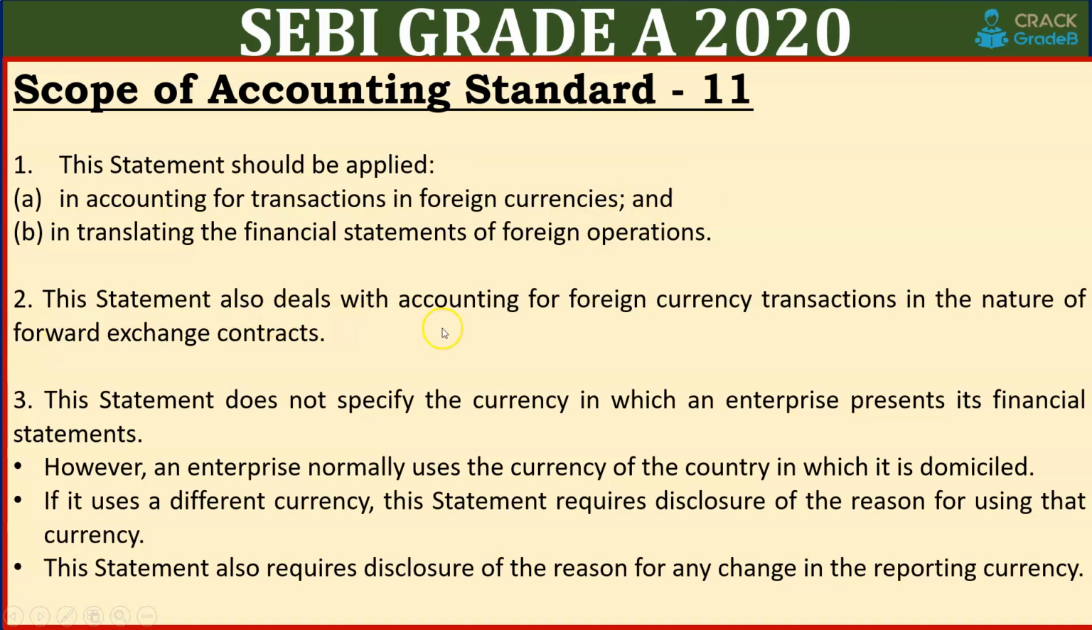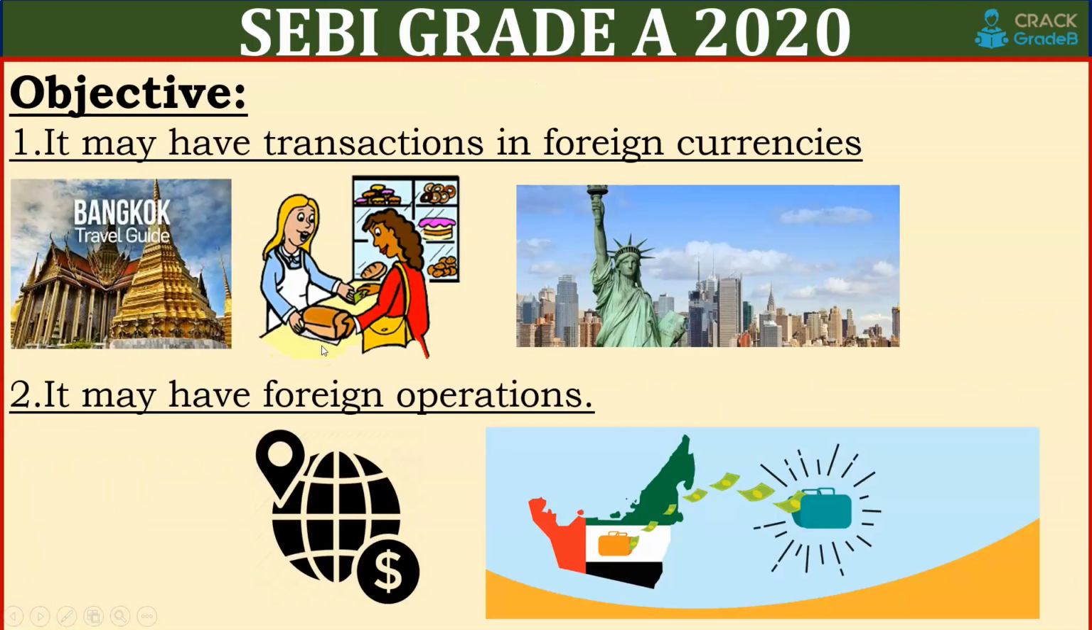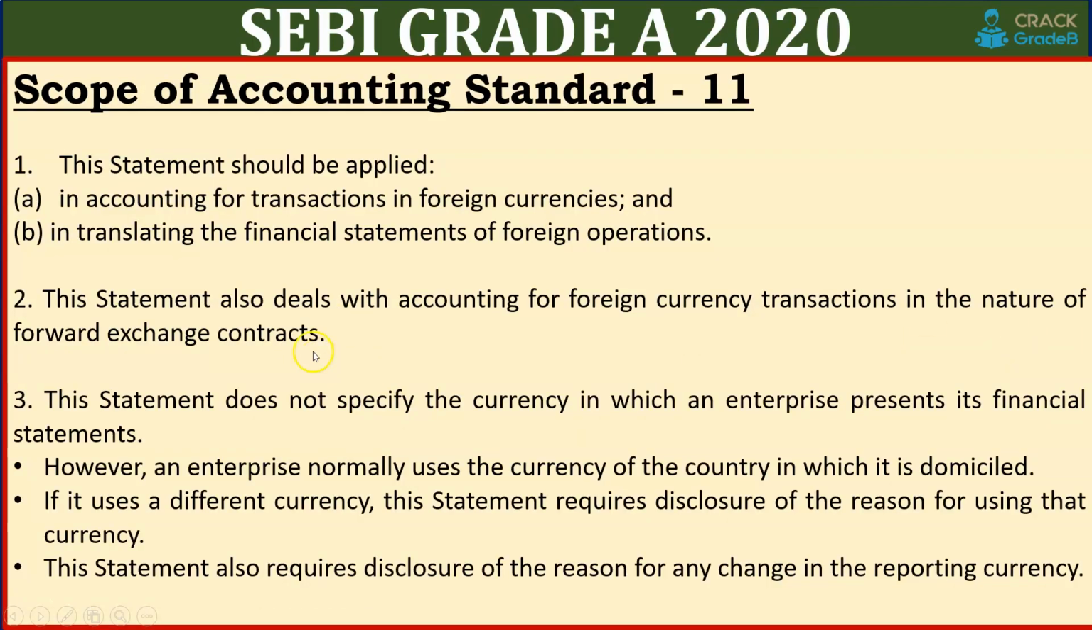Then this statement also deals with accounting for foreign currency transactions in the nature of forward exchange contracts. So right now we saw two types of transactions that we will deal with in this chapter. That was first when you have transactions in foreign currencies, say you buy any object, plant and machinery or anything like that. And second, when you have a branch abroad. The third one is written over here. That is when you have transactions in the nature of forward exchange contracts. That means when you do speculation or you have any investment in foreign exchange transactions. So that is the case. Here we will deal with this later on in detail.